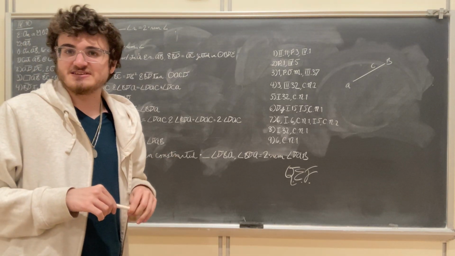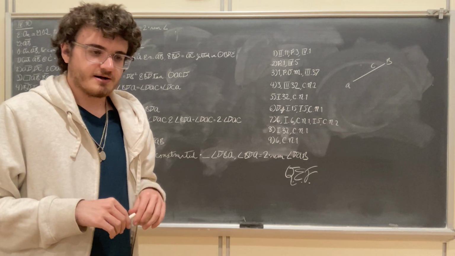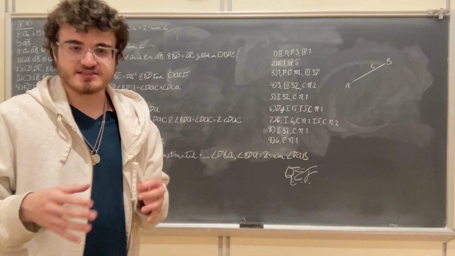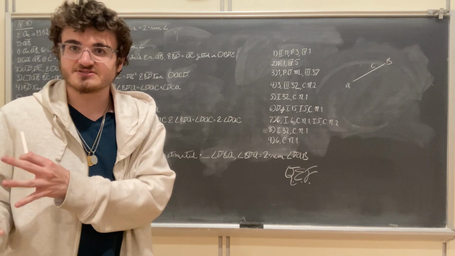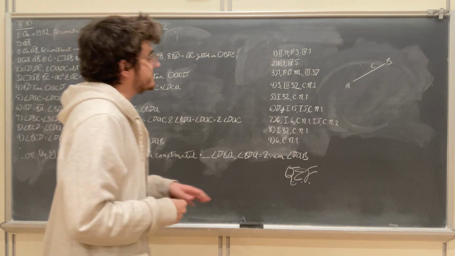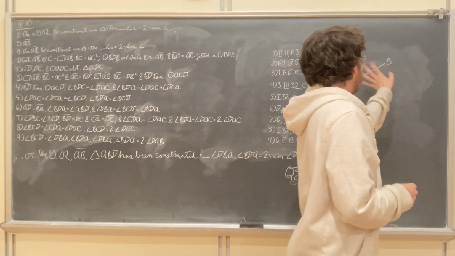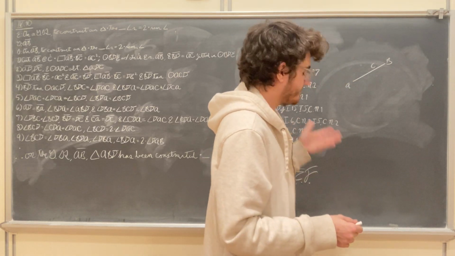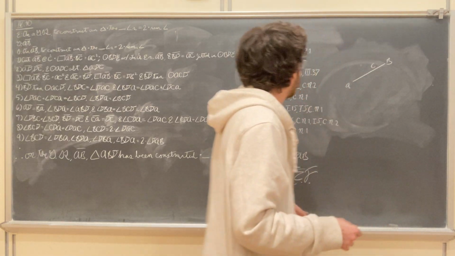This is proposition 2.11, which lets us cut a straight line such that the rectangle contained by the whole and the lesser segment is equal to the square on the greater segment. So in this case, the rectangle contained by the whole, AB, and the lesser segment, CB, is equal to the square on the remaining segment, AC.